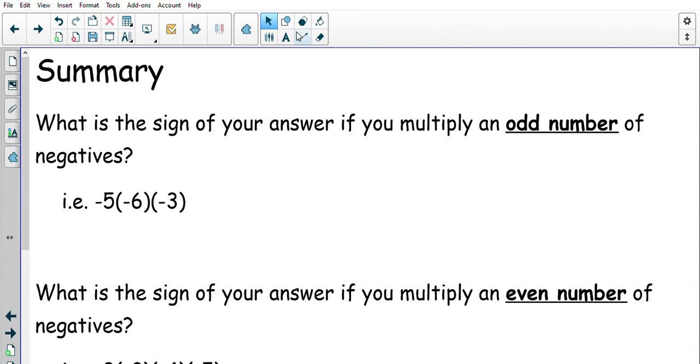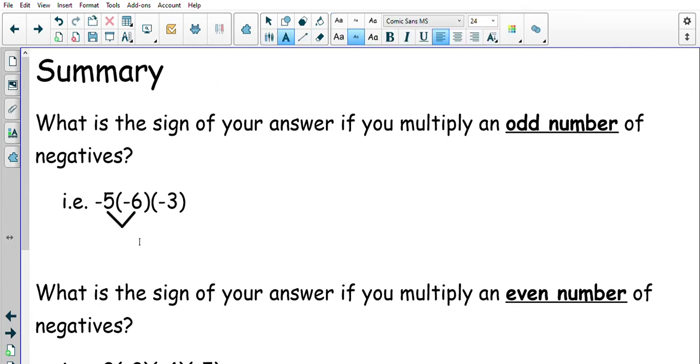I know that negative 5 times negative 6 is going to get me positive 30, since 2 negatives make a positive. So now I've got 30 multiplied by negative 3. Now the signs are different, so I know my answer is going to be negative.